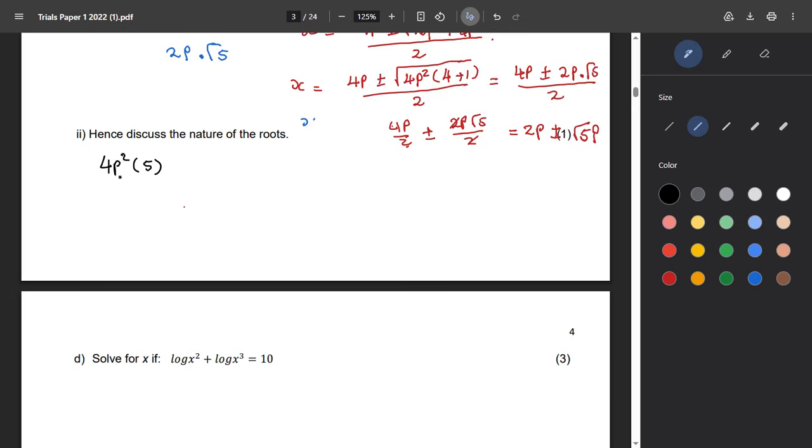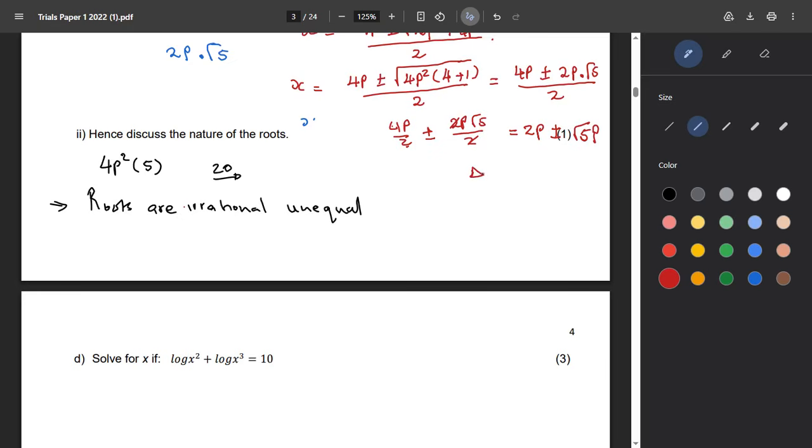If, let's say, I put 1 where there's p, that will give me 4 times 5. That's 20. So 20 is not a perfect square. Since it's not a perfect square, the roots are what? The roots will be irrational. You can say they are unequal. Irrational, unequal. Ladies and gents, I wish I could explain where this is coming from, but I think we can take a minute to work on this very fast.